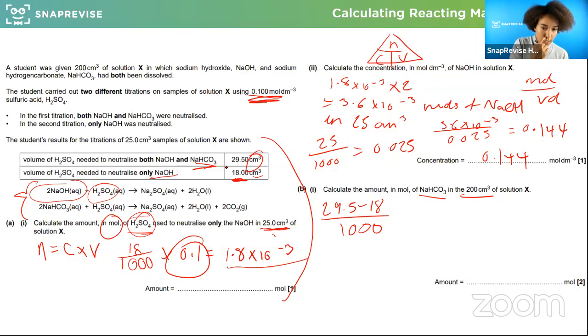Why am I using 18 and not 25? Because 25 is the volume of sodium hydroxide. The 25 is for the question about sodium hydroxide rather than the question about sodium hydrogen carbonate. So this is just specifically a question asking how many moles of hydrochloric acid you need to neutralize 25 cm cubed. It's not necessarily important to the setup of the question.